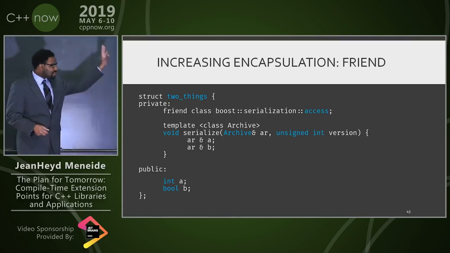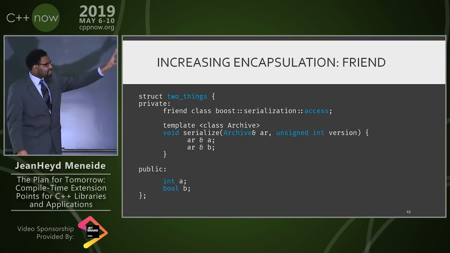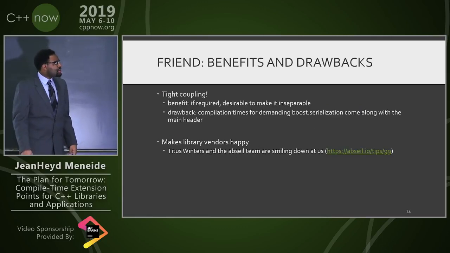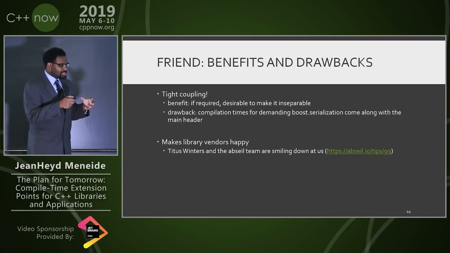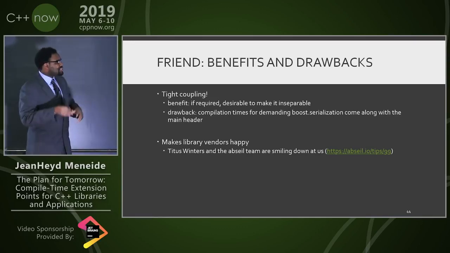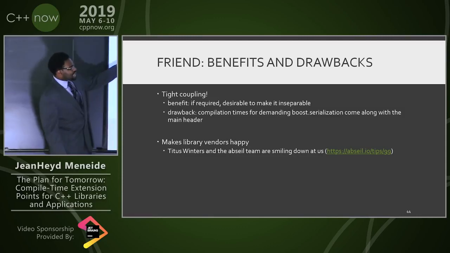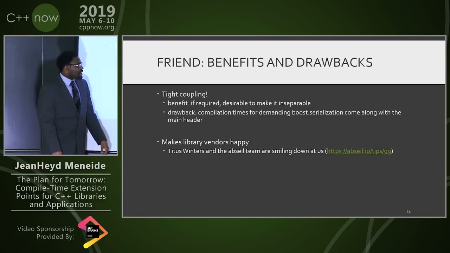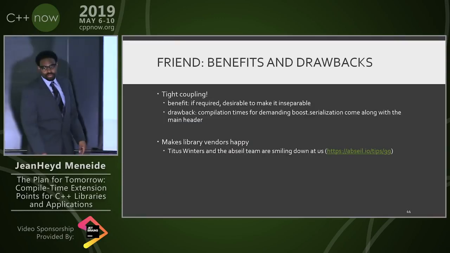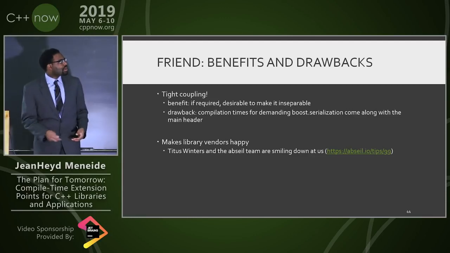And so again, I'm showing this as a nicer and cleaner way of doing this. But it does still introduce that kind of tight coupling, right? You have to define it on the class and all of that, and so that all has to stay tightly coupled. But it's not necessarily that bad, because Titus Winters and the Abseil team are very happy with these kinds of extension points, with either using friend class or friend function, because that's what they've been advocating for their library. And that's actually what they use extensively all around.